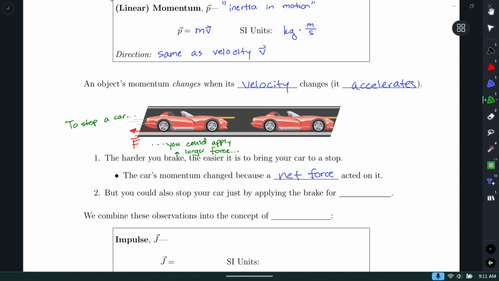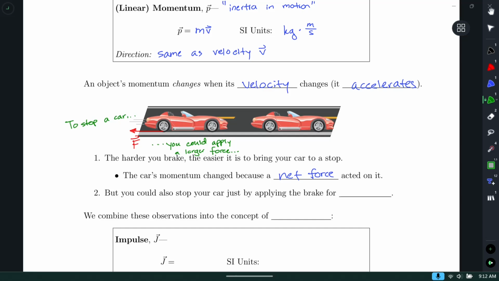What else could you do if for whatever reason you can't press harder on the brakes? What's your other option? I mean, it sounds like a bad idea, but I guess hit a wall. That would still be a force acting. So you're right, that is an option. It definitely is, but that's already taken care of by the force option. What other thing could we change? What other physical quantity in order to bring this car to a stop?